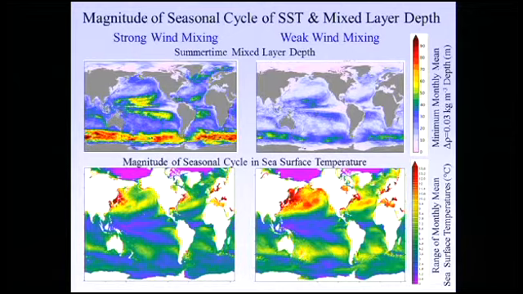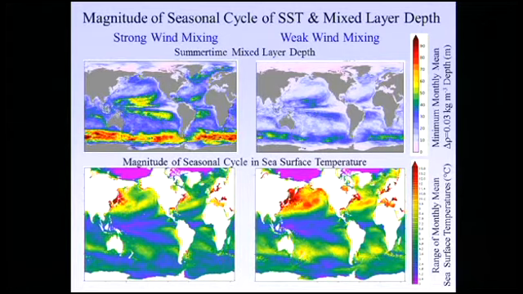So these are two different cases where it's exactly the same model. It's a coupled model. But in one case, I have an efficient wind mixing, and I'll get into later what exactly I mean by this, but basically a strongly wind-mixed case or a weakly wind-mixed case. This is just changing one parameter, the effect of which is that the summertime mixed layers are much deeper with the stronger wind mixing than with the weaker wind mixing.